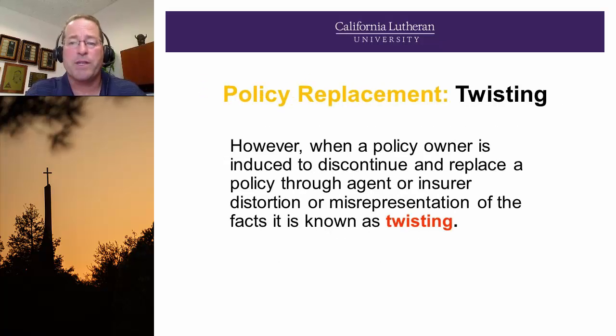There's a concept called twisting, and that is when the policy owner is induced to discontinue and replace a policy through the agent or the insurer distorting or misrepresenting the facts.